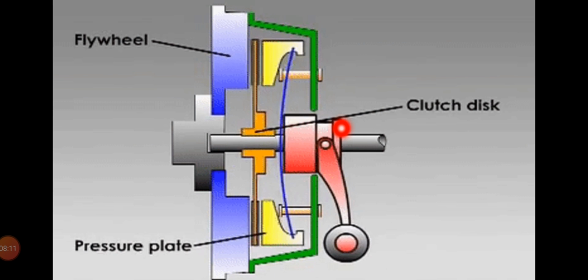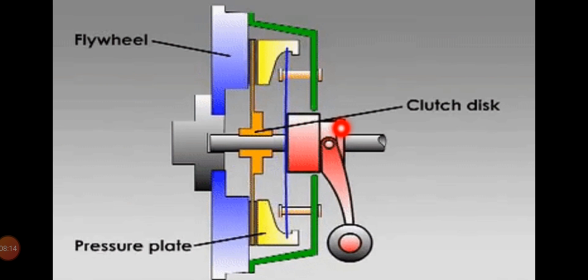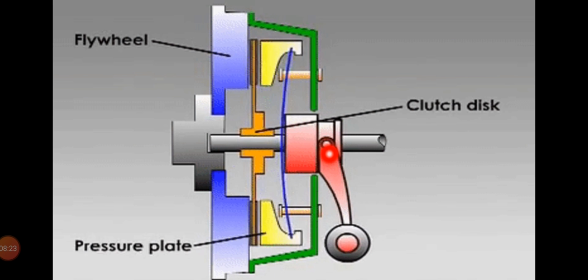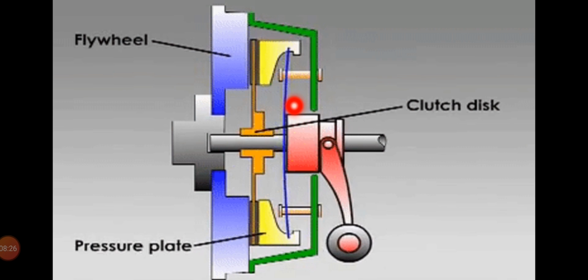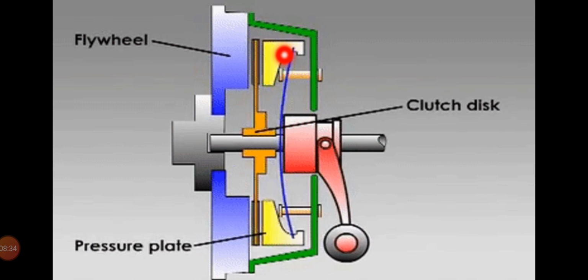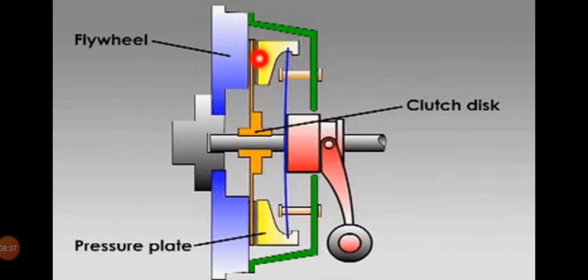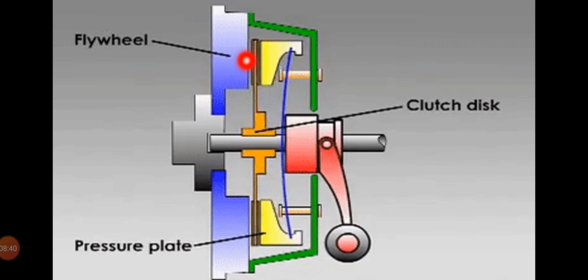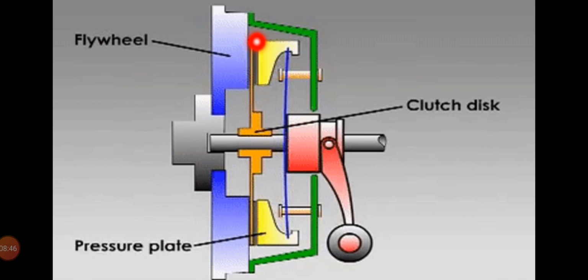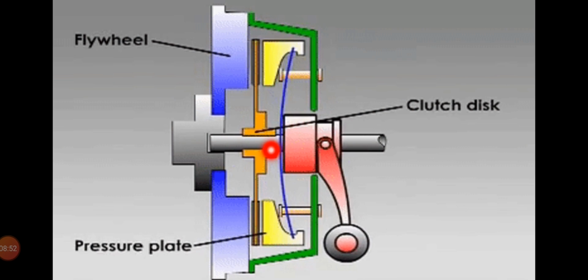As I have already told in the previous slide, we can change the gear, stop the vehicle, and we can start the engine. And when we remove the foot from the pedal, the spring tends to return to its original position, and then the pressure plate pushes the clutch plate, making a good connection between the flywheel and clutch plate. Due to the high friction generated at this point and this point, the speed of the driving shaft is equal to the driven shaft, and the full torque is transmitted from this shaft to this shaft.